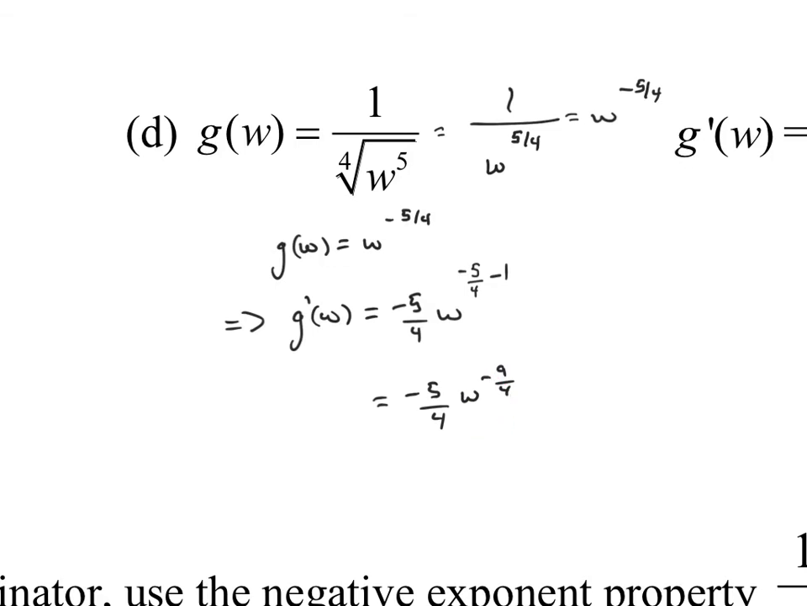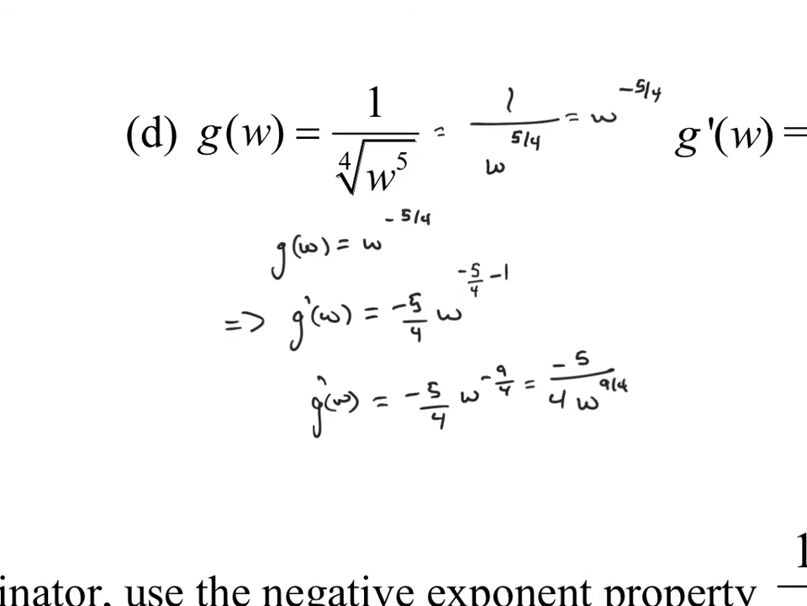What comes into the denominator? Well, the negative 5 stays in the numerator. The 4 stays in the denominator. So my derivative here is equal to negative 5 stays in the numerator, 4w to the positive 9/4. When you throw it in the denominator, that power becomes positive.